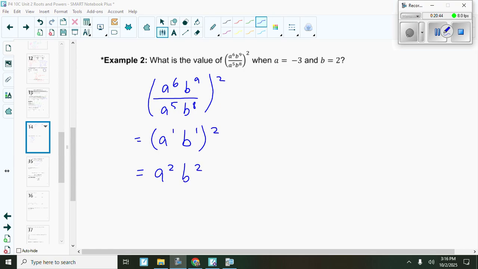Now we can substitute. When you substitute, you always put brackets around what you're substituting. We're putting a -3 in for a, so -3 goes into brackets and it gets squared. We're putting a 2 in for the b, put it into brackets, it gets squared. So we end up with 9 times 4, which is 36.